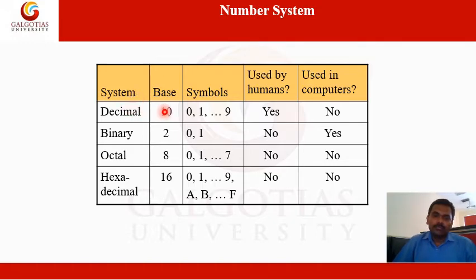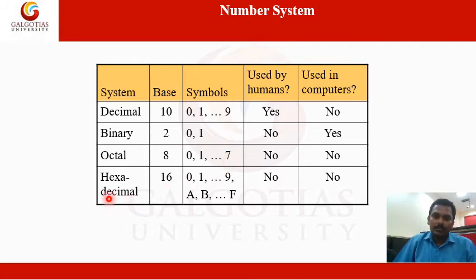In the decimal number system, we use base 10 and symbols from 0 to 9, and it is used by humans but not by computers. In the binary number system, the base is 2 and it only uses 0 and 1, and it is used in computers. In the octal number system, we use base 8 and the symbols are 0, 1, 2, 3 and up to 7.